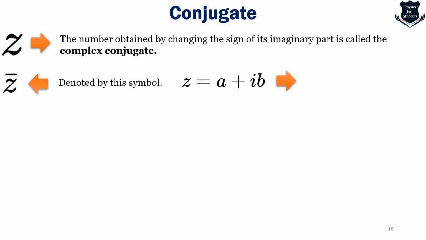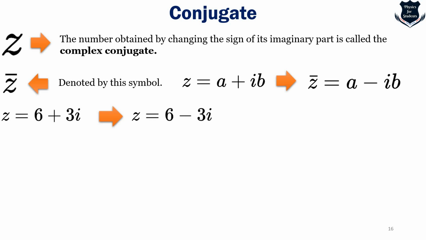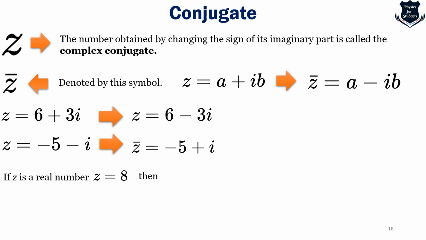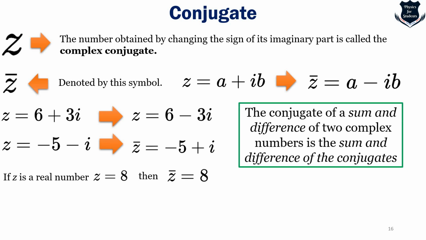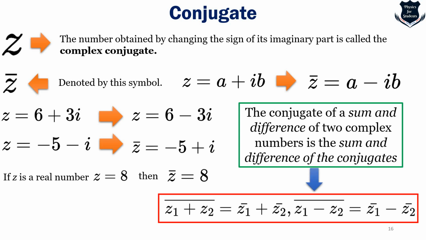So z equals a plus ib can be denoted by this. z equals 6 plus 3i can be denoted by this. You can see I am just changing the numbers, that's it. So if z is basically a kind of a 8, then the complex number z would have this conjugate. This is important. The conjugate of a sum and difference of two complex numbers is the sum and difference of the conjugates, right? So from here we get into this kind of a rule.